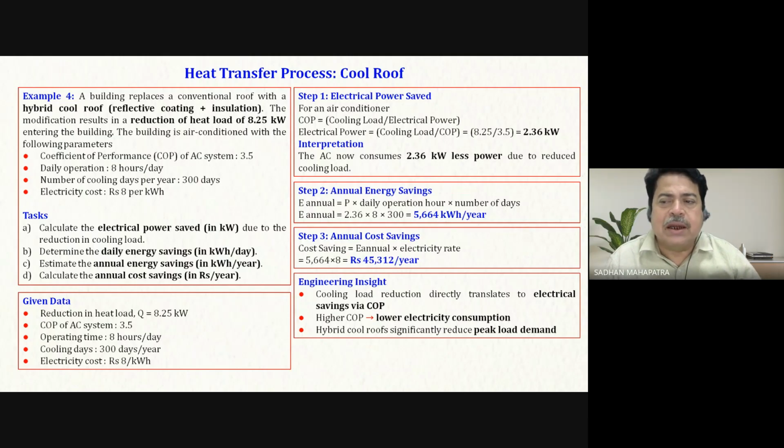So what will be the energy savings? You know the number of hours per day and number of days per year. So multiply, it gives 5,664 kilowatt hour. For cost saving, electricity cost is 8 rupees. Multiply the energy saving with the cost, and it gives you approximately 45,000 per year. So the cooling load reduction directly translates to electricity savings. Higher COP means lower electricity consumption, and hybrid cool roofs significantly reduce the peak load demand.